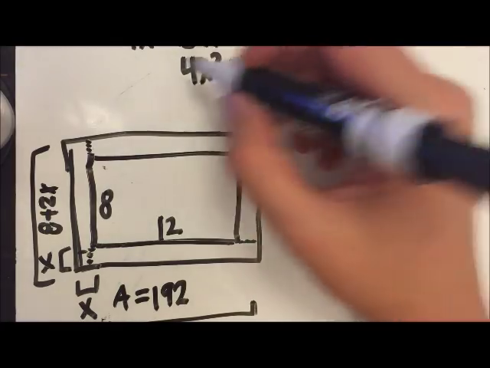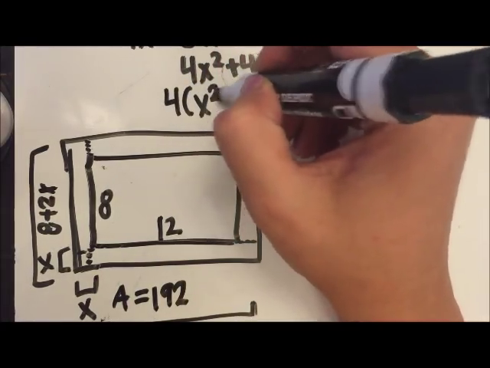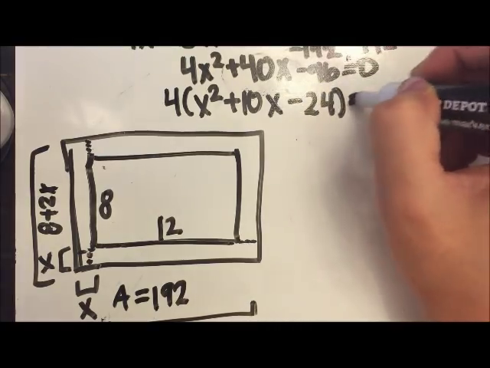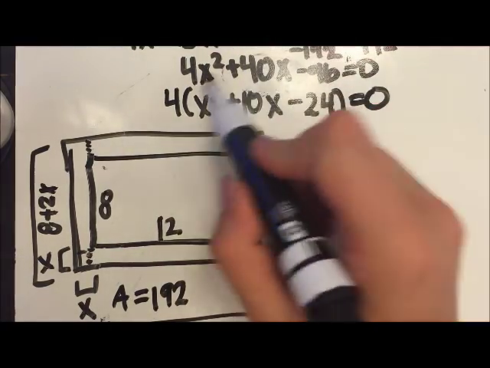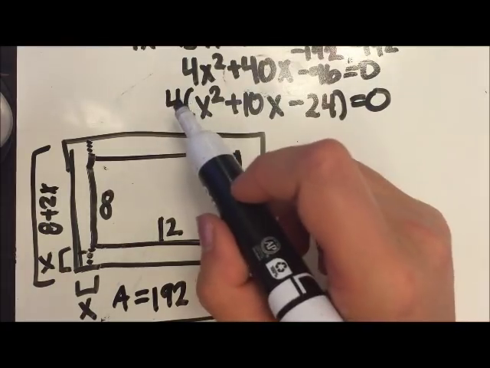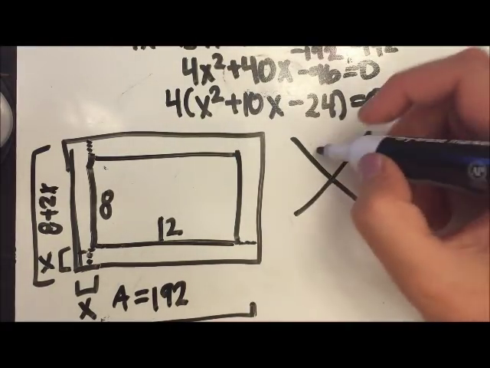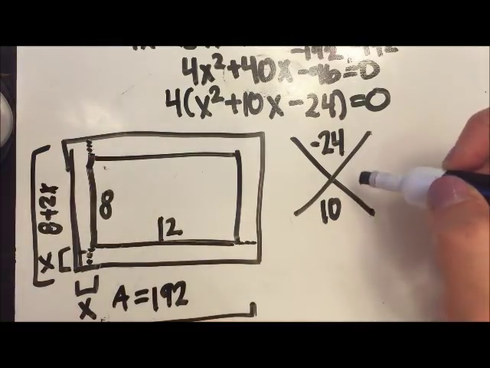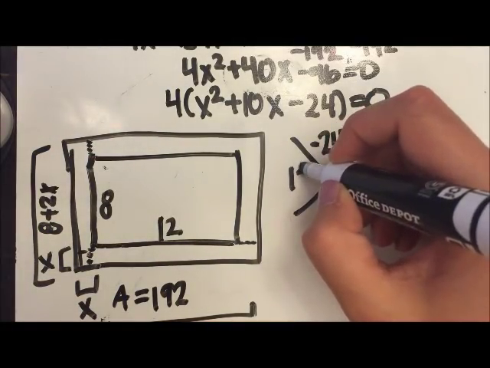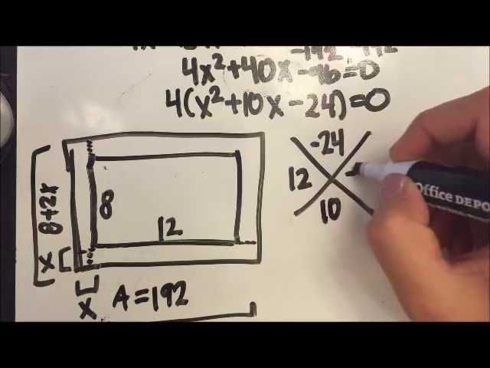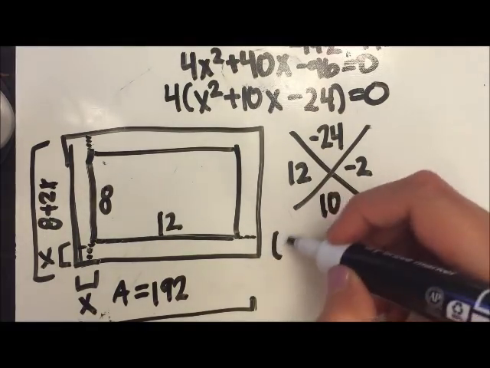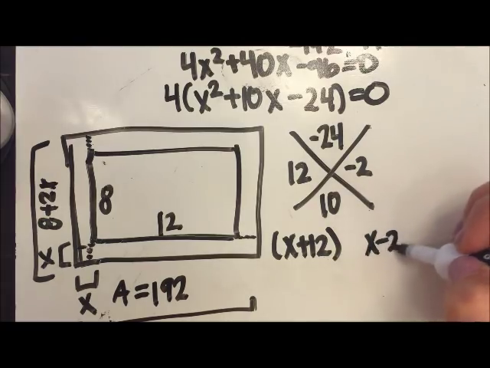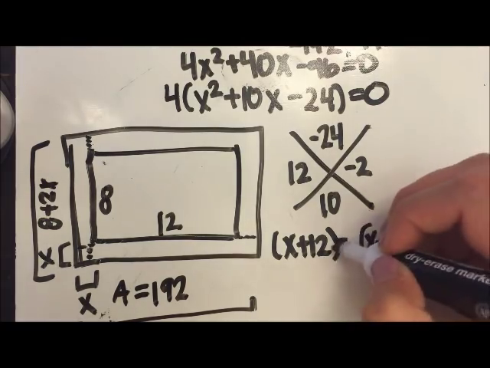So let's factor. I'm going to factor out a 4 first, make it a little bit prettier. And you can do that, okay? If the numbers are too big, see if you can factor something out, and I can factor a 4 out. Then I can do my negative 24 and 10. Two numbers that multiply to negative 24 but add to 10: 12 and negative 2. So I have an x plus 12, and then I have an x minus 2, and I'm going to set those both equal to 0 and solve.